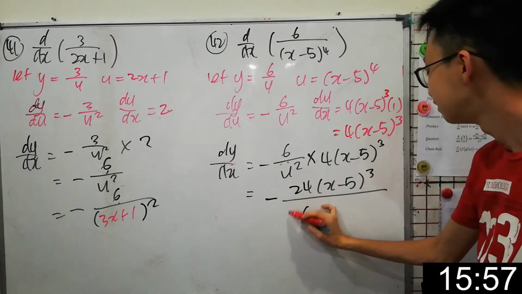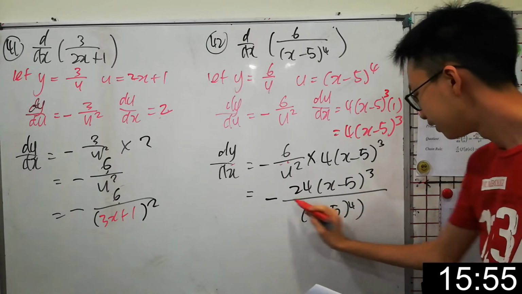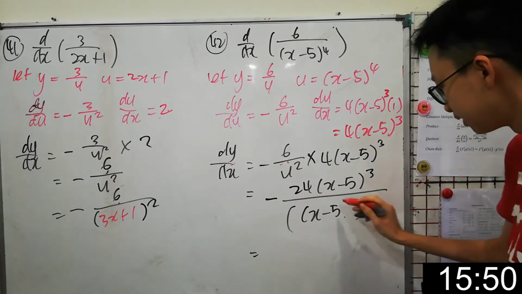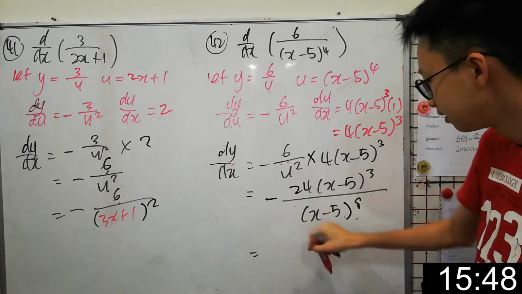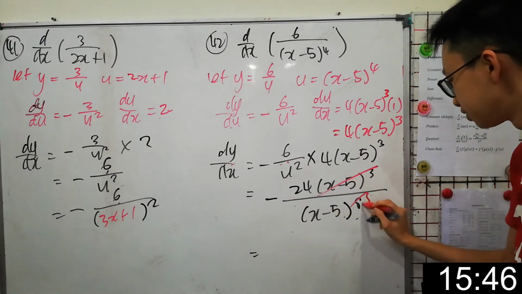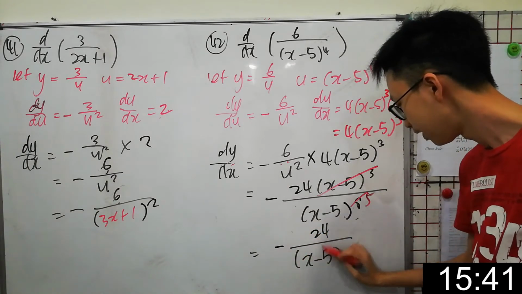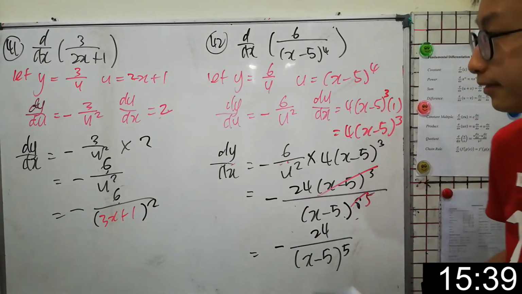I just directly write like this. The 4th power then squared, so this is actually to the 8th power. Then this and that will just become a 5, so it's negative 24 over x minus 5 to the 5th power.